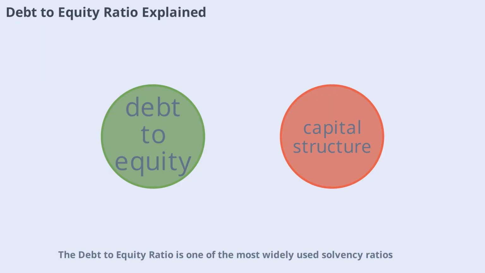Debt-to-equity ratio is one of the most widely used solvency ratios. It compares a company's total liabilities to its shareholder equity, showing how much of the business is financed by debt versus owner investment. A high ratio can indicate higher risk, as the company relies more on borrowed money. Conversely, a lower ratio suggests a more conservative approach with less financial leverage. This ratio is crucial for understanding the balance between debt and equity in a company's capital structure.